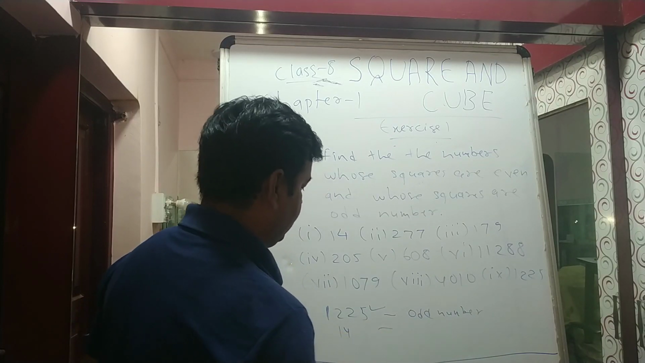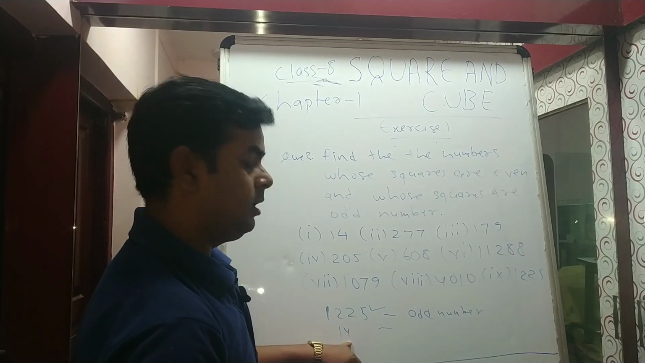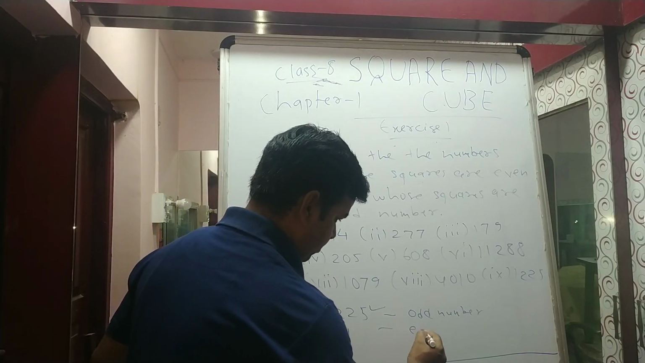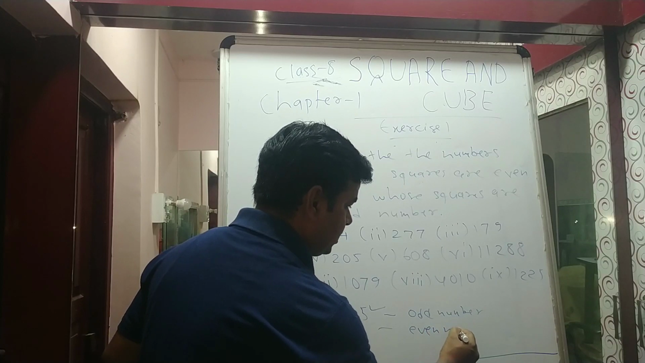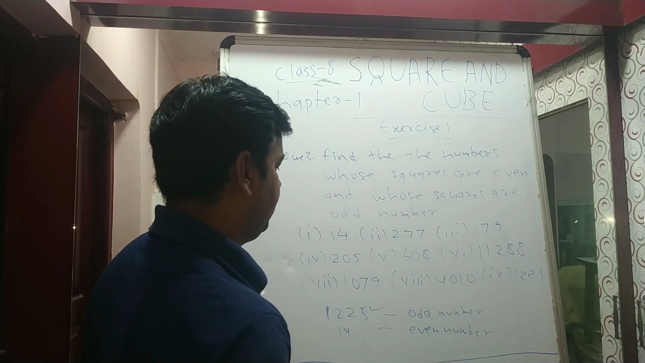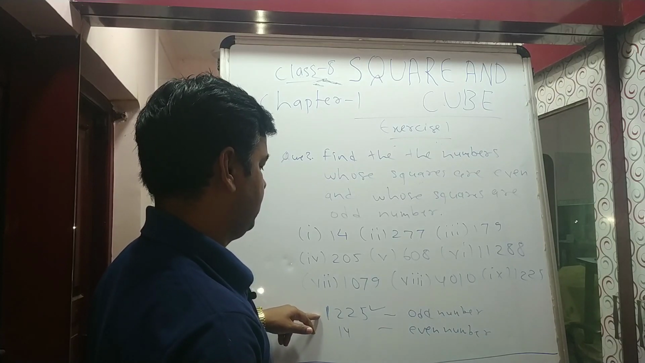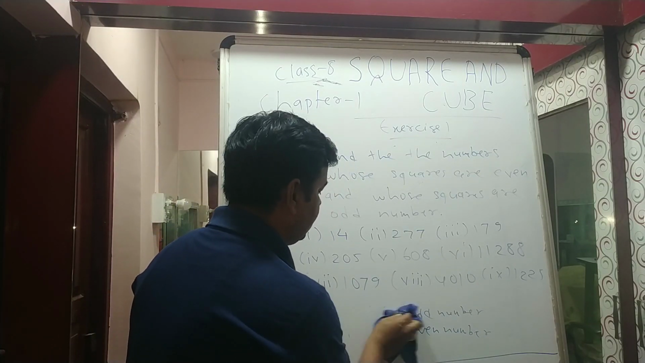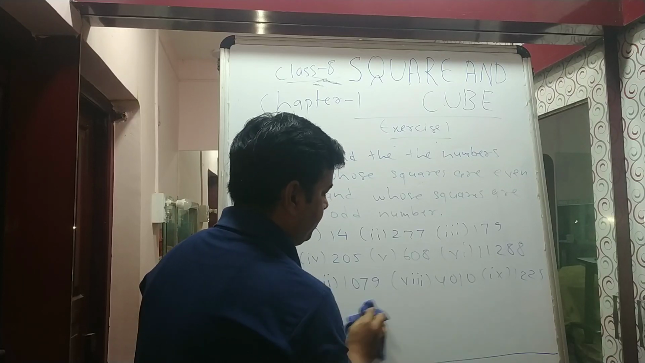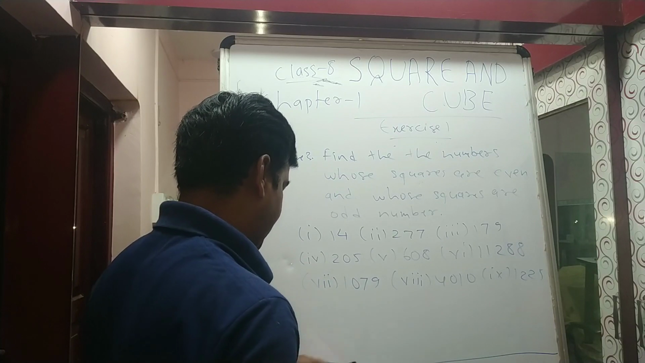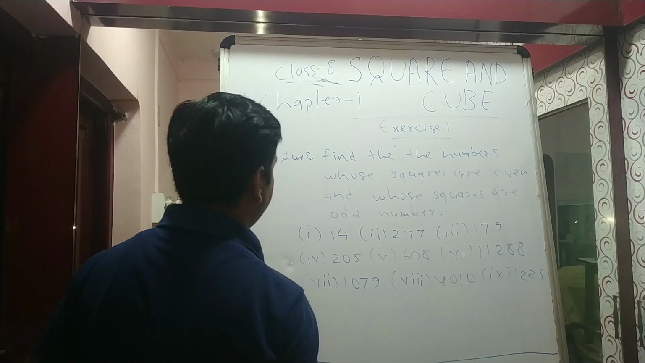If this is 14, what is the last unit place number? 4. So the square of 4 is 16. So that is an even number. So the square of this will be an even number. You just need to tell whether the square of any of these numbers is even or odd, just by seeing the unit place. Hope you note down these questions. This is the last question for today.